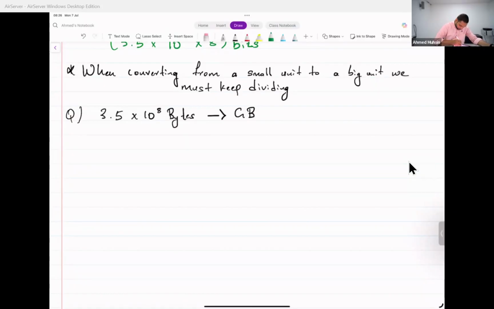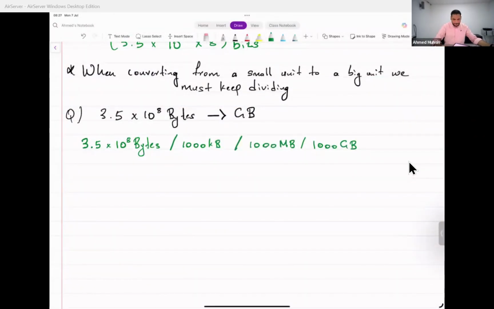3.5 times 10 to the power of 8. We are in bytes. Okay. So now when you divide, guys, where do you get to? Bytes. How much? Divide by 1000. One second. 1000 kilobytes. Again divide by 1000, megabytes. Again divide by 1000, gigabytes. Okay.